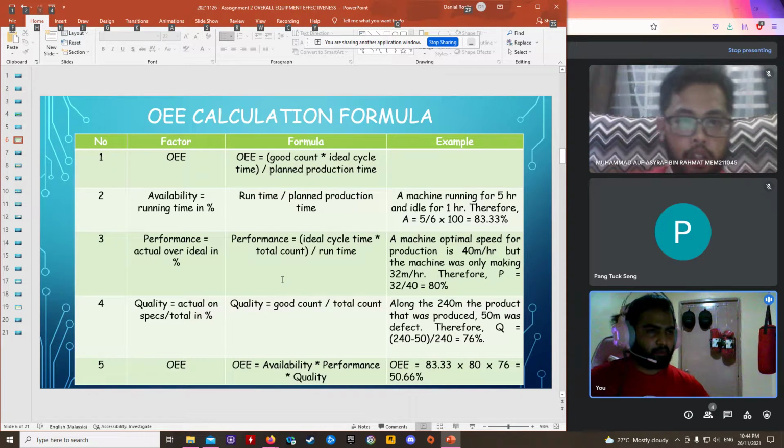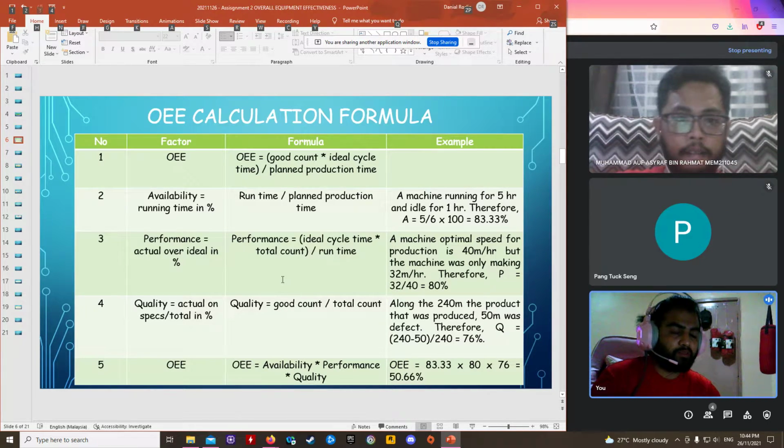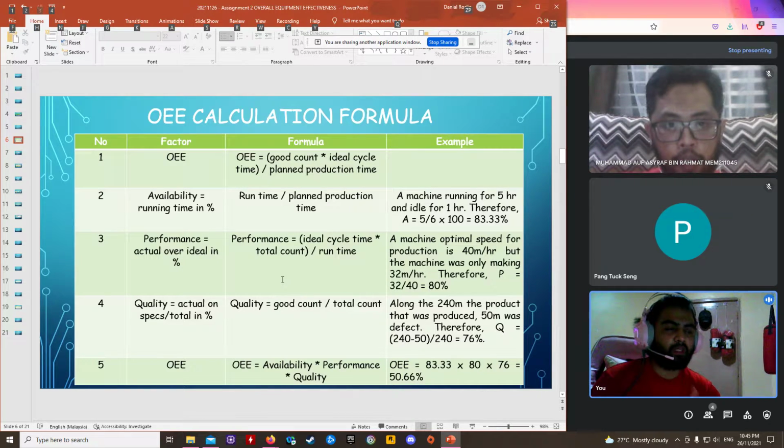So this is the sample calculation for OEE. This is the basic and simplest form that we can find. Number one, if you want to find OEE, we have to find the three factors, which are availability, performance, and quality. When we talk about availability, we look at the runtime and the planned production time. For example, if you have a machine that is running for 5 hours and it's idling for 1 hour, basically it's 5 divided by 6 times 100%. So we get 83.33%.